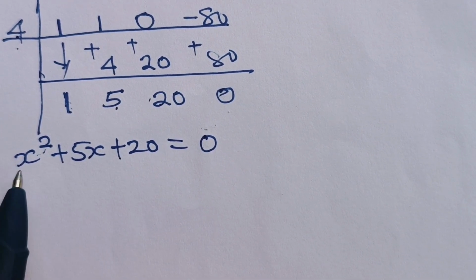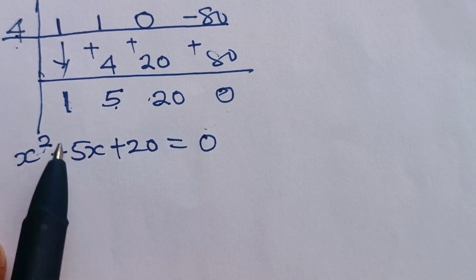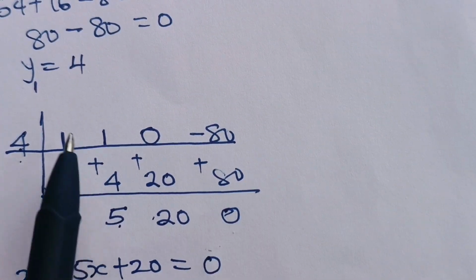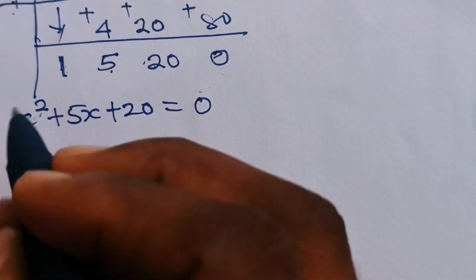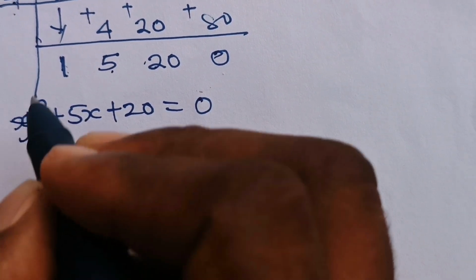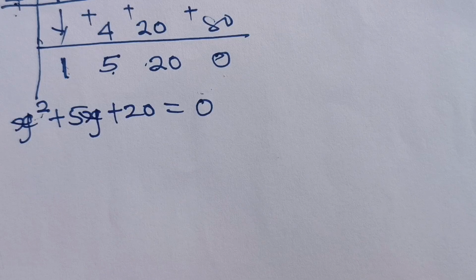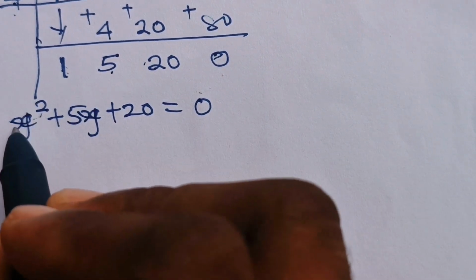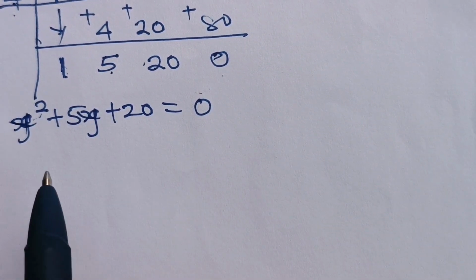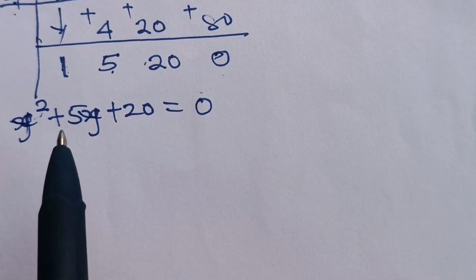So at this point, I realized that I was using x here instead of y. Recall that what we were solving is still in y, not in x. So I had to change it to y. So we now have y squared plus 5y plus 20 is equal to 0. So we'll go ahead and solve this now using the quadratic equation formula.